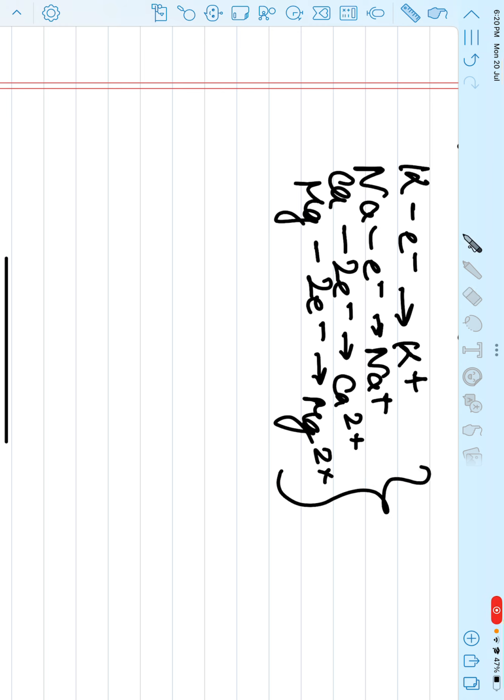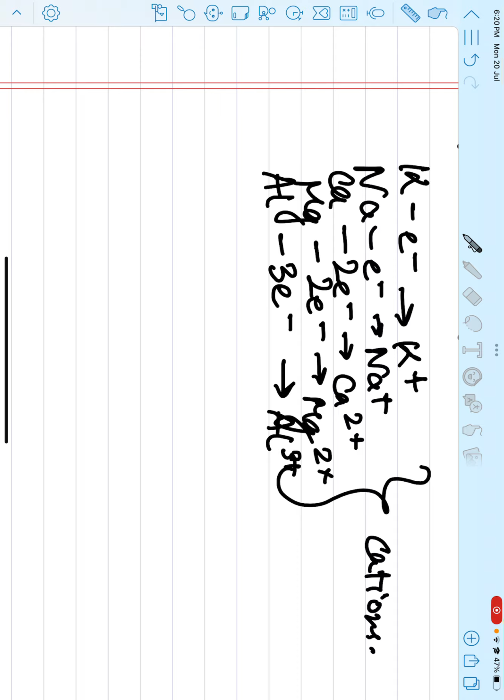These are all cations. Another example, Al. Al also wants to lose three electrons to become Al3 plus, and all of them are cations with the valency being the charge. However, the tendency to lose electrons varies from metal to metal, and that is how the electrochemical series is actually arranged.